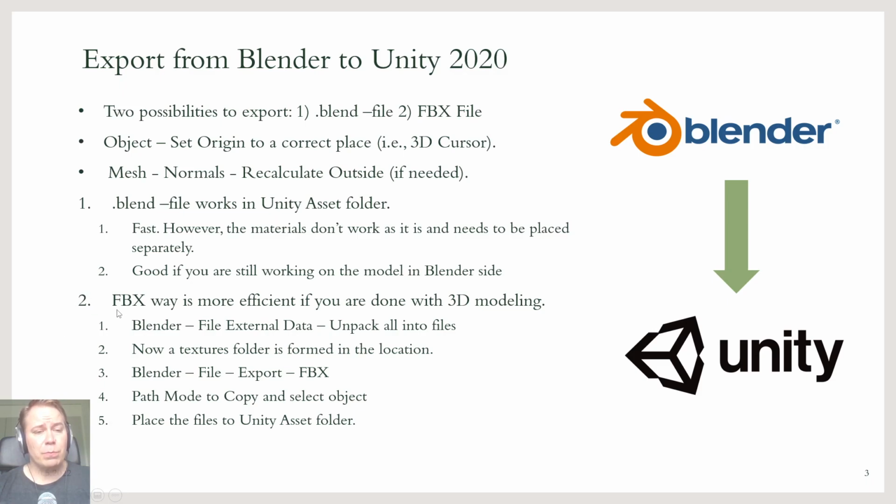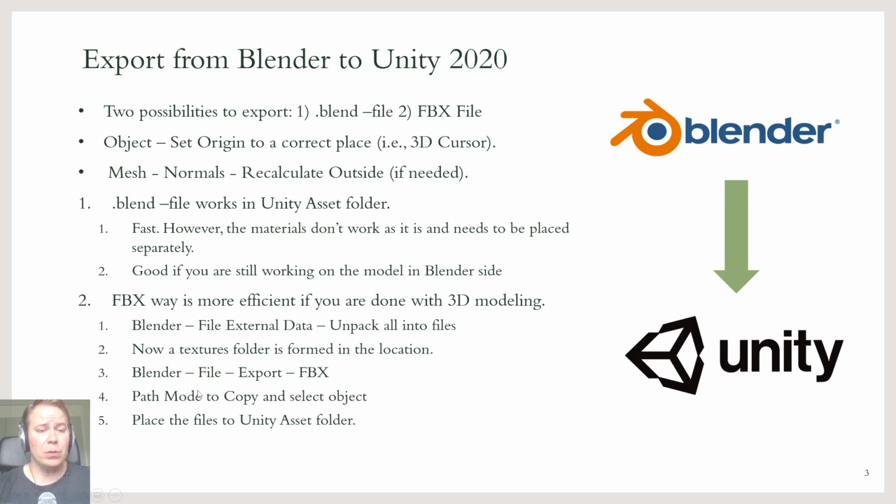And then we have the second option, which is a FBX file. So this is one of those object files, model files that is widely used. It's way more efficient and faster if you are done with 3D modeling. So in Blender, you need to unpack those files before doing it. So you will unpack those materials to the same location, and then you use this folder as well with the model. And now the texture folder is formed in the location, and then you create the Blender file, export FBX, and you do a couple of settings here.